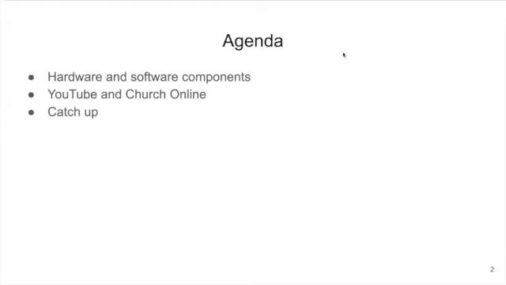Okay. So it's a pretty short presentation, but I just wanted to capture some basics of the setup, the hardware and software, and then I'm going to focus on YouTube and Church Online because those are pretty opaque to most of the operators. You have a little bit of interaction with YouTube and Church Online, but for me, it was a bit of a mystery how the two fitted together, and then a bit about catch up and how that works. So do interrupt and ask questions as we go through. That'd be the best way, I think.